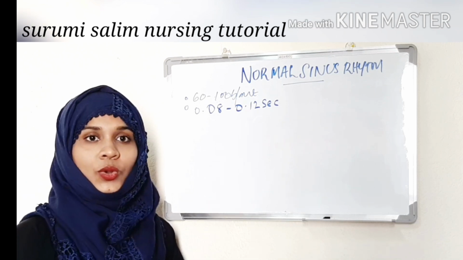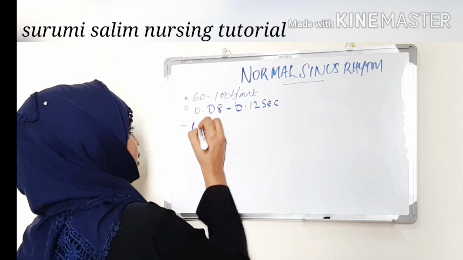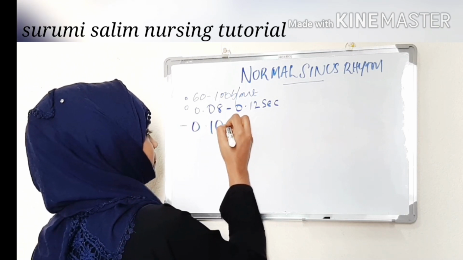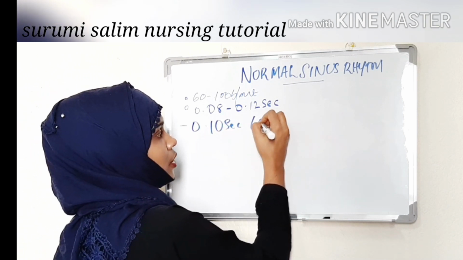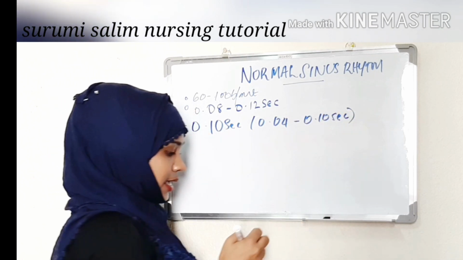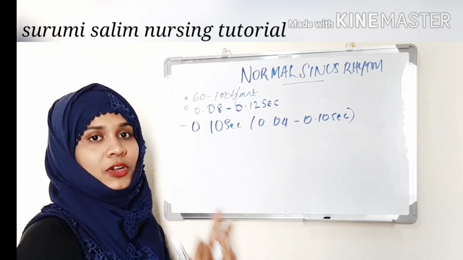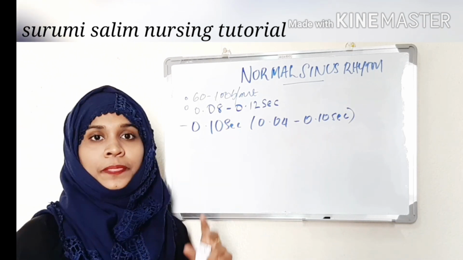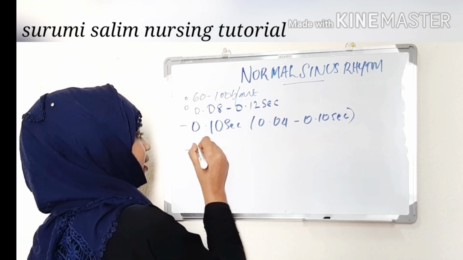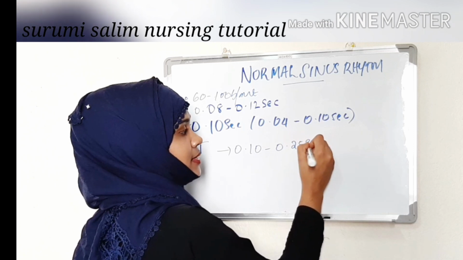Then is the QRS wave. The QRS wave has a duration of 0.04 to 0.10 second, and a width of 2 to 3, or within 3 small squares. Next is the T wave. The T wave has a duration of 0.10 to 0.25 second.